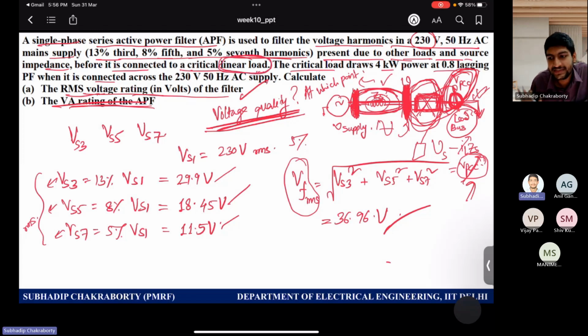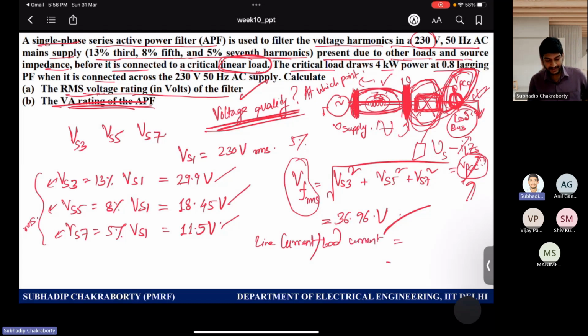In this problem, the load is linear. The voltage had some harmonics due to some reason. So can you just tell me what is the VA rating of the active power filter? So what is the current? Line current, I can tell, or load current. Just see the single line diagram, it will be clear.